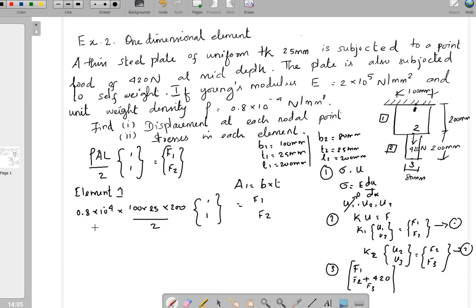So if you simplify these terms, it will give 20. So 20 times the vector 1, 1 is equal to F1, F2. Or we can write 20, 20. F1 is 20, F2 for the element number 1 is 20. So these are the force values for element number 1.